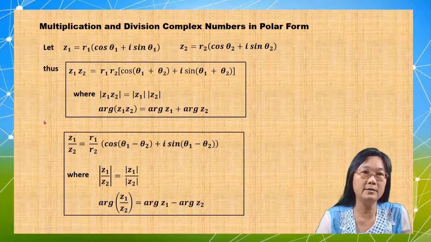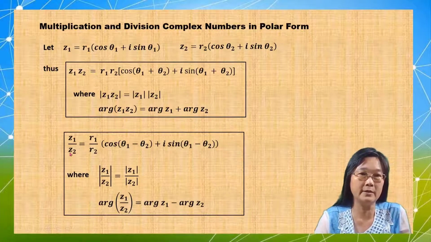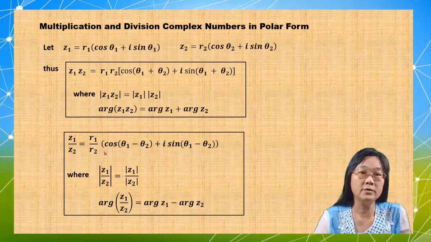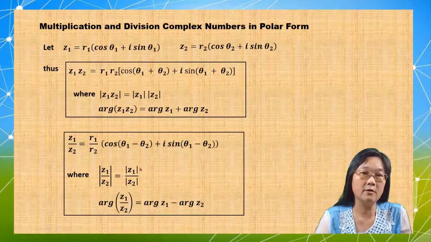And when we divide these two complex numbers, z1 divided by z2, the quotient is also in polar form, where the modulus of z1 over z2 is equal to the modulus of the first complex number divided by the modulus of the second complex number. Then as for the argument for z1 over z2, it is equal to the argument of the first complex number minus the argument of the second complex number.